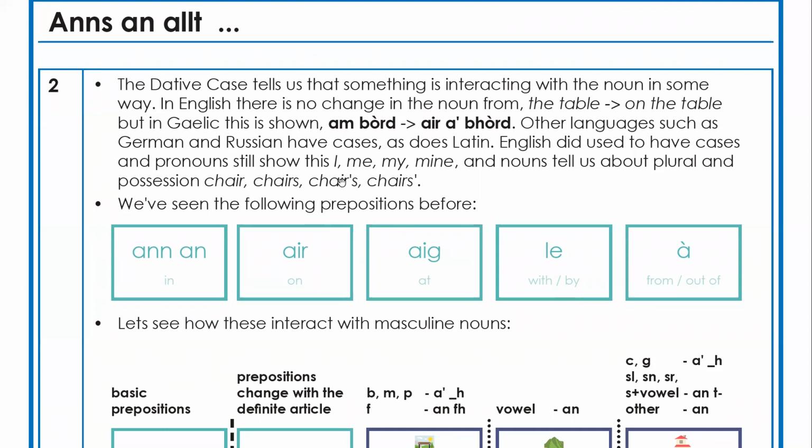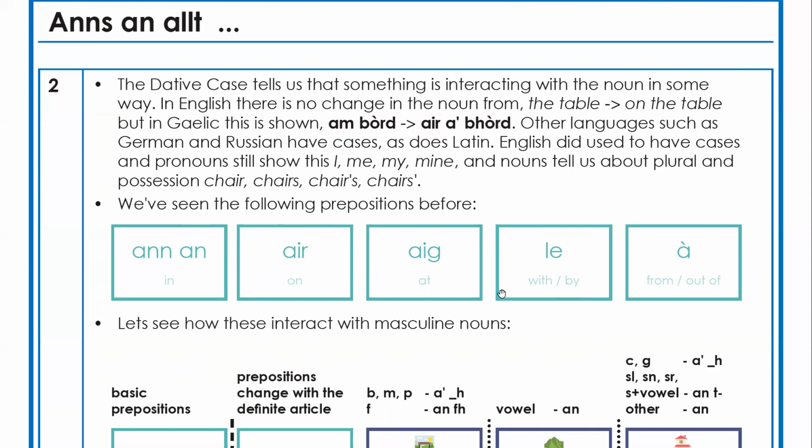But basically, there are various ways that nouns change their form, which tell us what they're doing in a sentence, tell us about something, the grammar, the possession. And possession is another form, another way to describe the genitive case. It indicates possession of something. So prepositions, that's what's giving us the dative case.